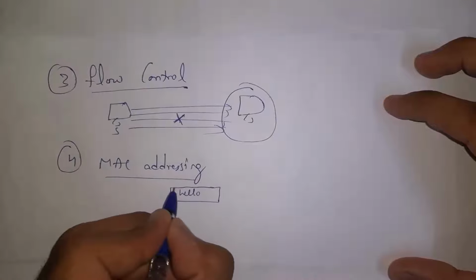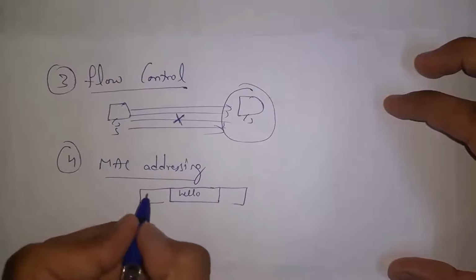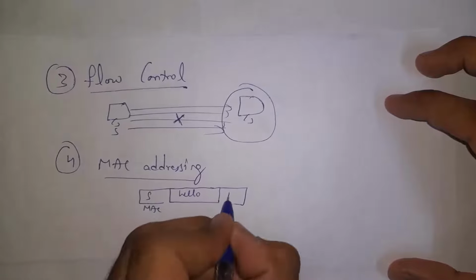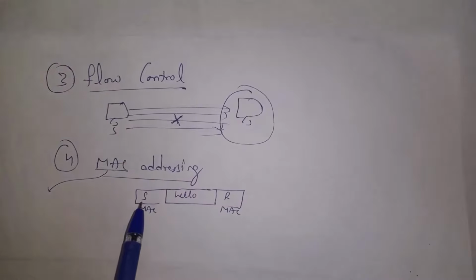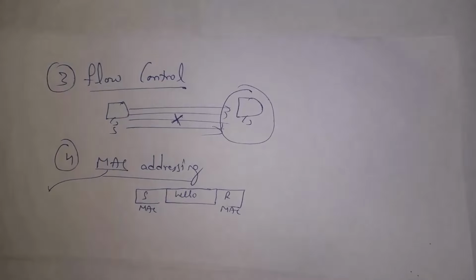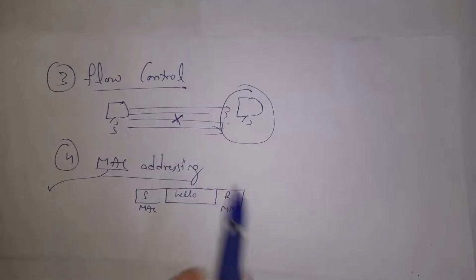So along with our message, we will include the sender MAC address as well as the receiver MAC address. As the sender will send data correctly to the receiver based on MAC address, the data link layer will use MAC addresses in order to identify a device in the network. Based on this MAC address, data will be transferred to the receiver successfully.